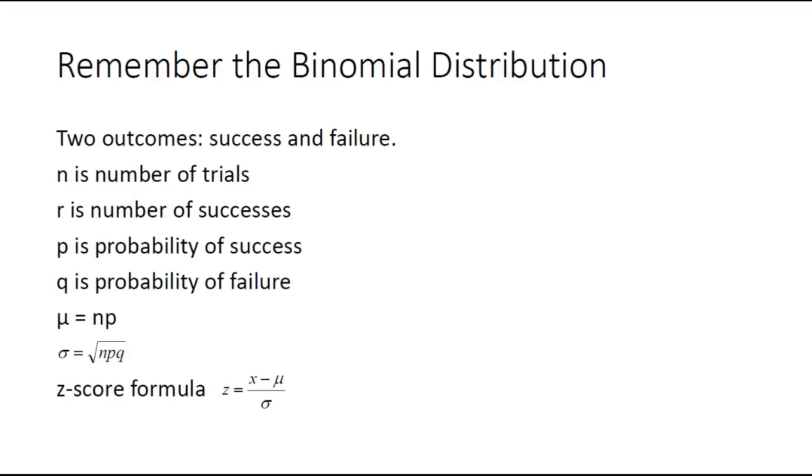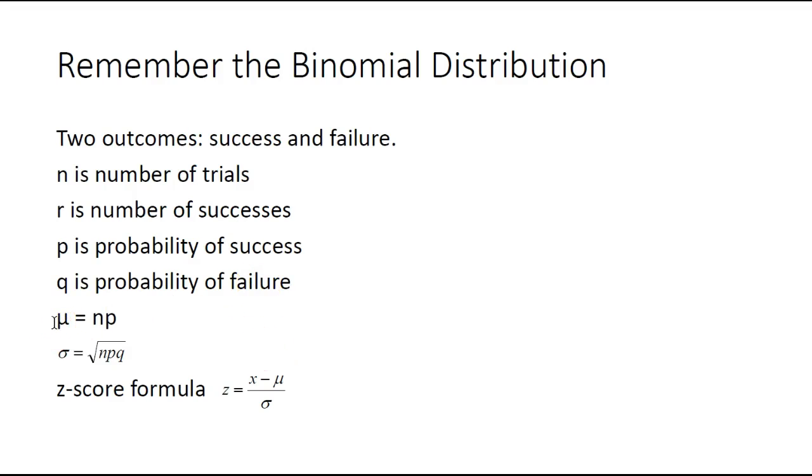First, it's important to remember what a binomial distribution is. A binomial distribution was categorized as having two outcomes, success and failure. And then we had several variables to help us measure that. N was the number of times we wanted to try our experiment. R was the number of successes. P was the probability of success. And Q was the probability of failure. It should be remembered that P plus Q equals 1, since your only options are success and failure.